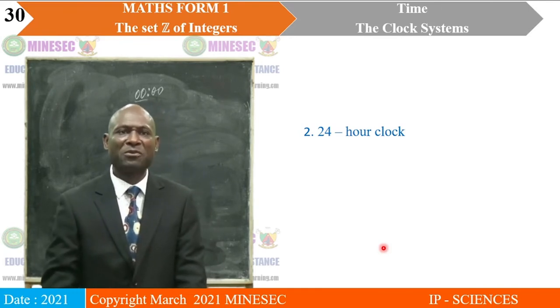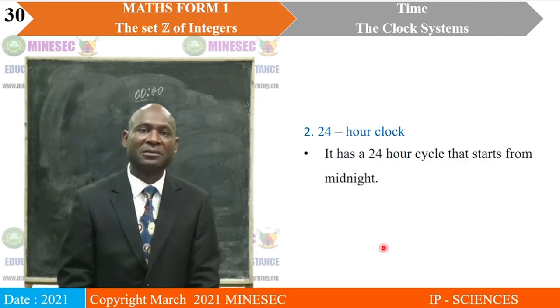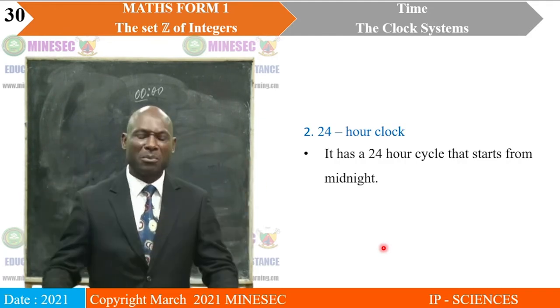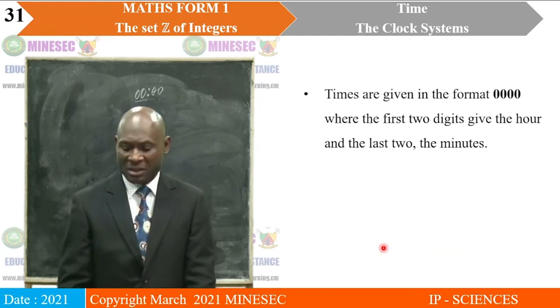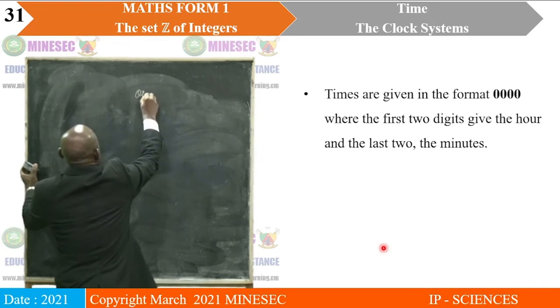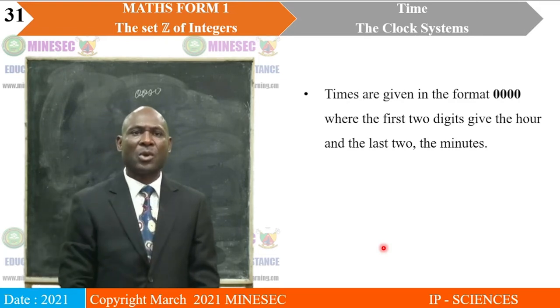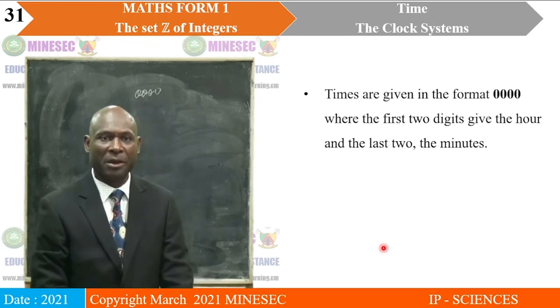Two, we have equally learned the 24-hour clock. The 24-hour clock has a 24-hour cycle starting from midnight. Times are given in the format 0000. So in the 24 hours, times are given in 4 digits, where the first 2 digits give the hour and the last 2 digits the minute. So you see there is nothing separating the digits in the 24-hour clock.